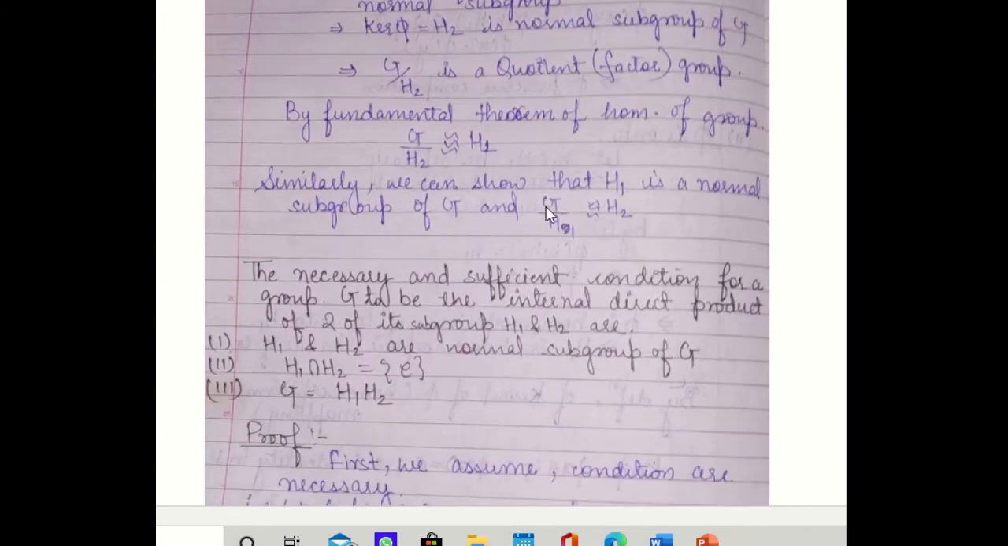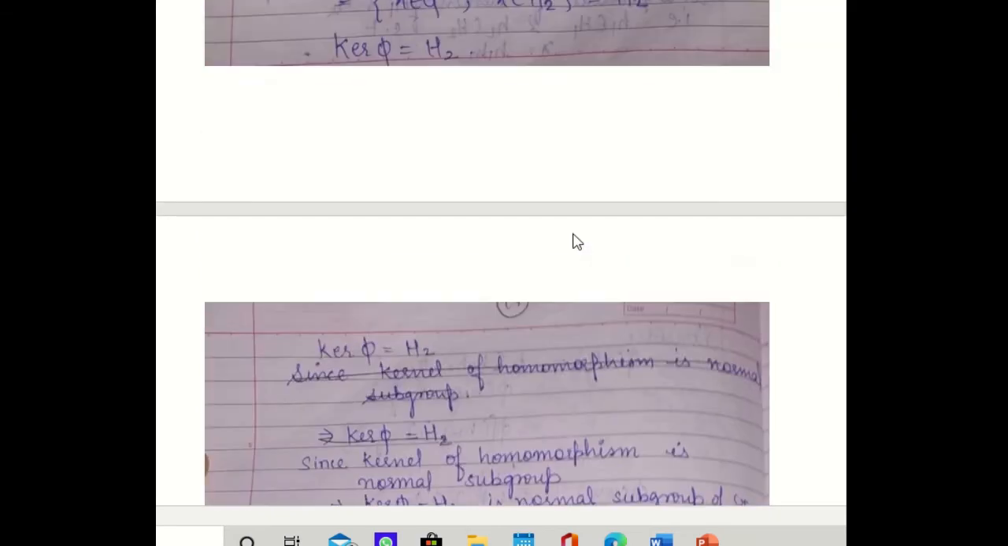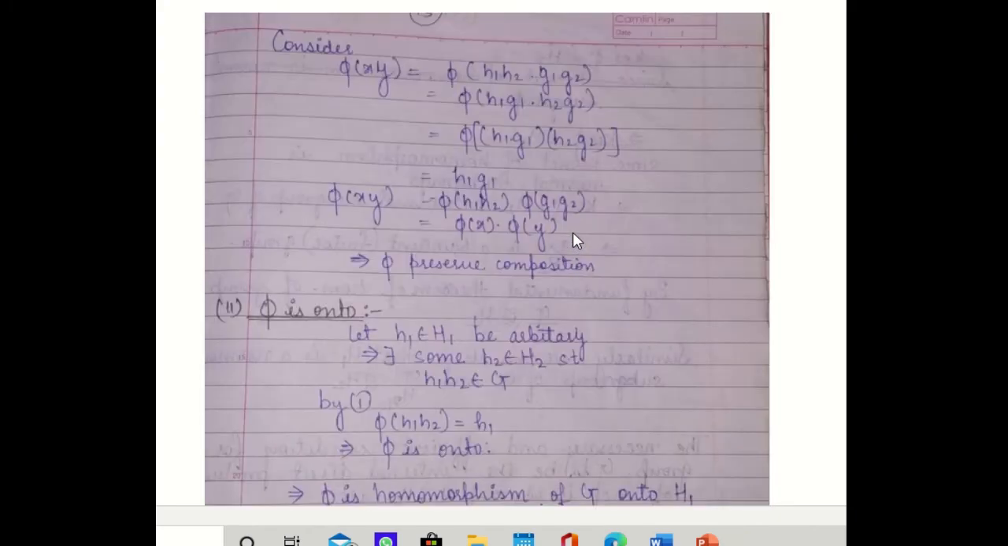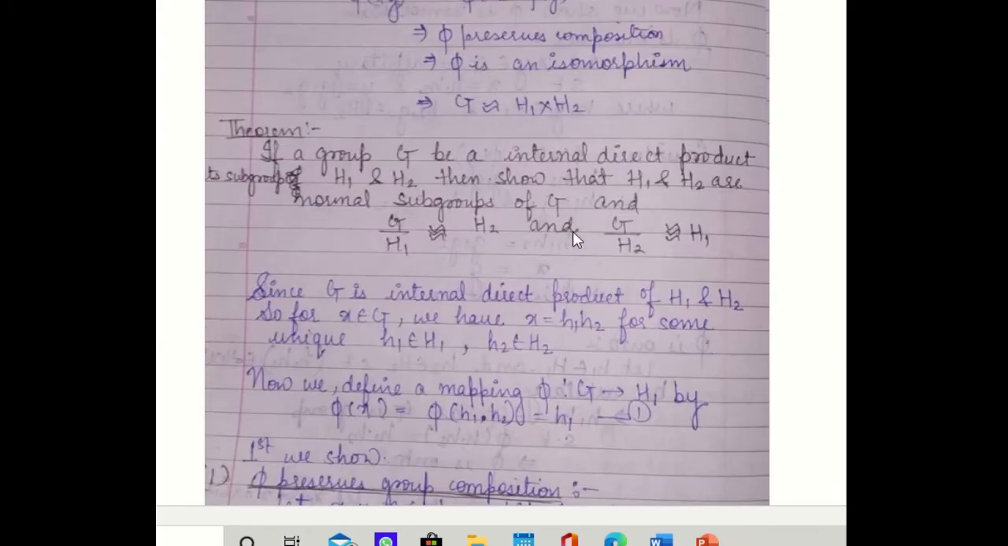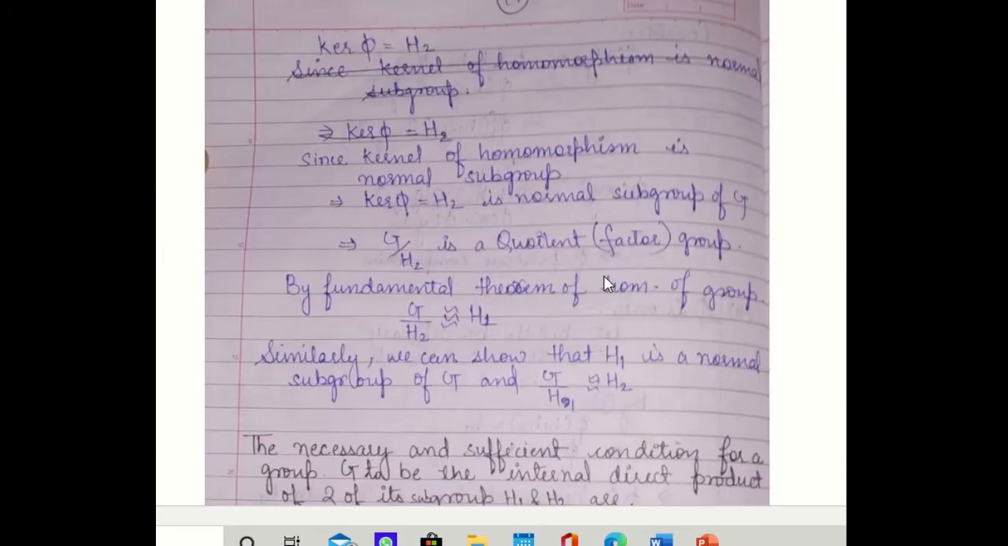Similarly, we can show that H1 is a normal subgroup of G, and G upon H1 is isomorphic to H2. It can be shown very easily by replacing H1 and H2 with each other. So that is the theorem that I have proved: if G is the internal product of two of its subgroups H1 and H2, then H1 and H2 are normal subgroups. Furthermore, we have the factor group G upon H1 is isomorphic to H2, and the factor group G by H2 is isomorphic to H1.